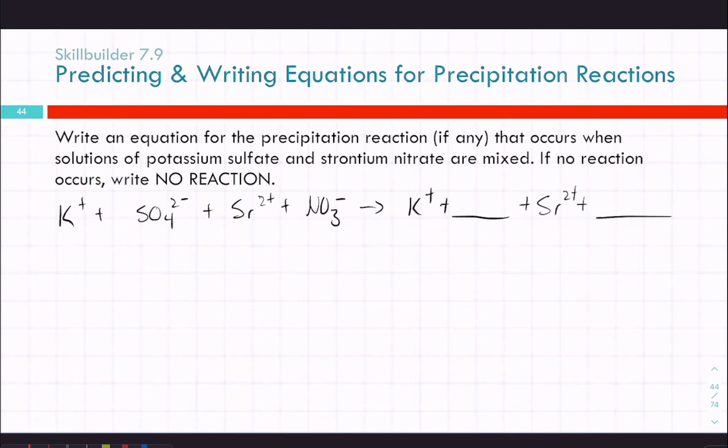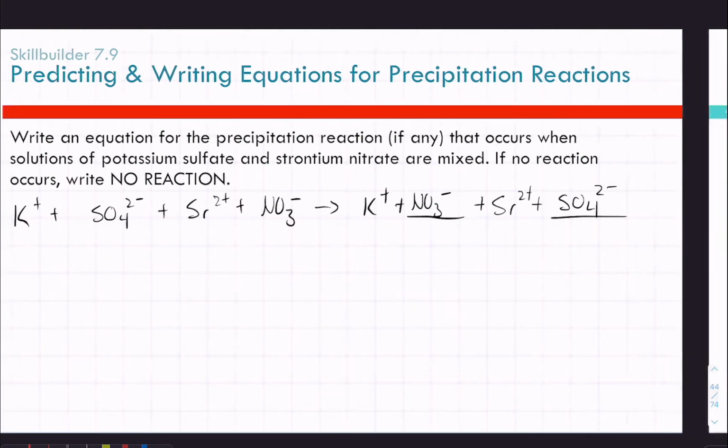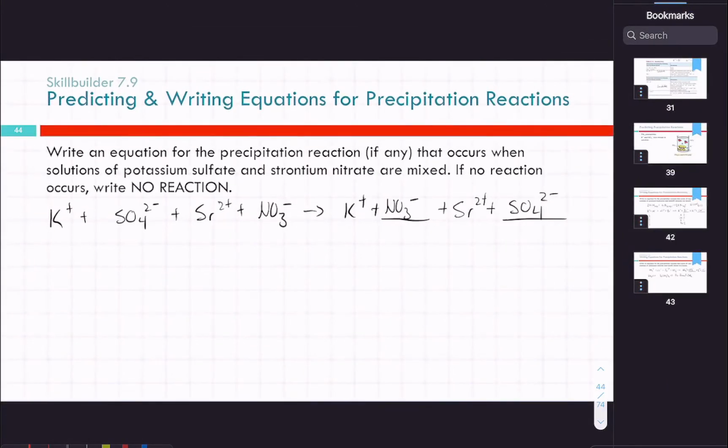So potassium, which was with sulfate, will be with nitrate. Now strontium will be with sulfate. So we can go ahead and check now, before we've even bothered writing these down with the correct formulas or balanced formulas.